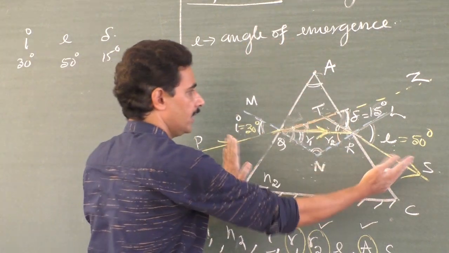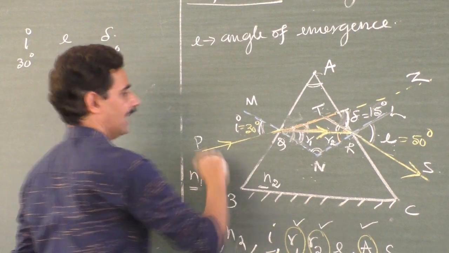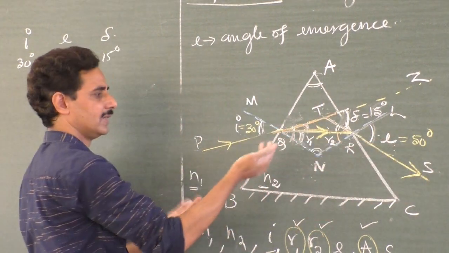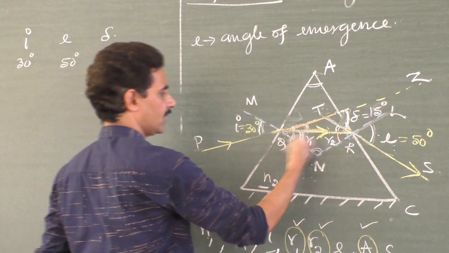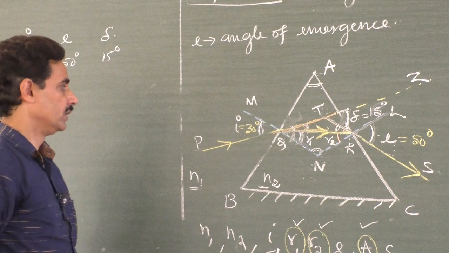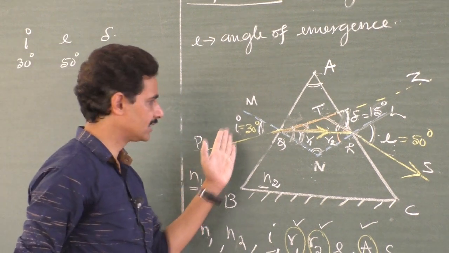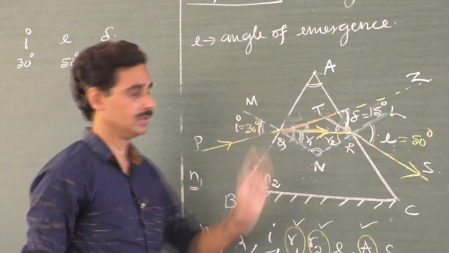Take the whole prism, keep it in the reversed direction. Then this comes here, that goes to the other side. All the angles will get interchanged. Angle of incidence becomes 50, emergence becomes 30, R1, R2 interchange their positions. It is symmetrical. So you can call this as angle of incidence, this one as emergence, no problem at all.